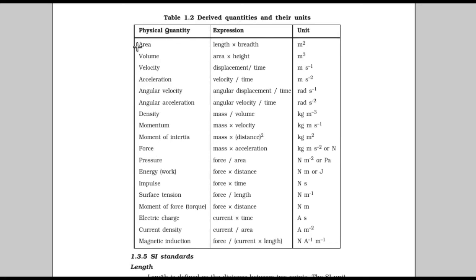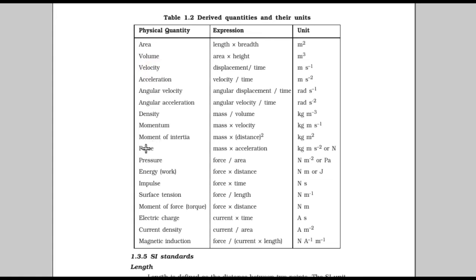We have lots of derived quantities. Some of them are area, volume, velocity. We are taking an example of velocity. Displacement upon time is known as velocity. Displacement is a fundamental quantity, and time is also a fundamental quantity. We use two fundamental quantities to derive a new quantity, which is known as velocity.